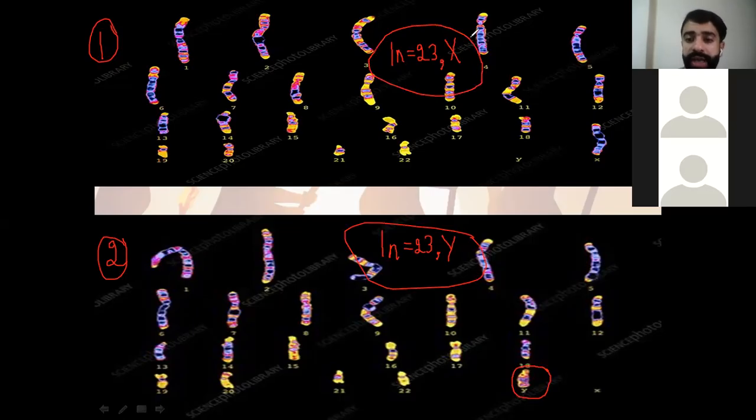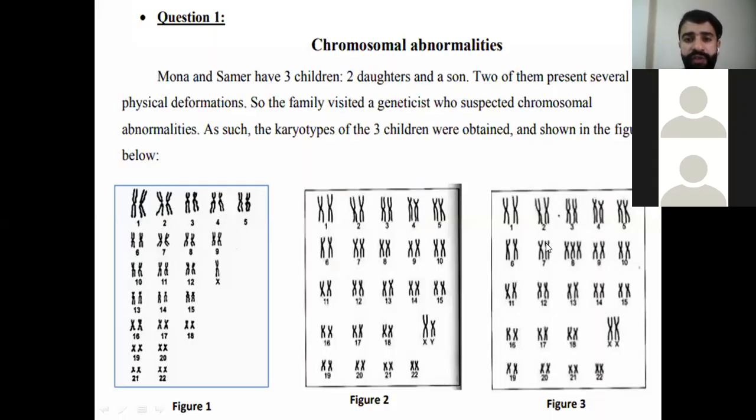Thank you, Aline. So let's continue now with the first exercise in the worksheet, chromosomal abnormality. Sometimes you're going to see anomaly. Anomaly, abnormality, they have the same meaning. Here, Mona and Samir have 3 children, 2 daughters and a son. 2 of them present several physical deformations, or several physical abnormalities.